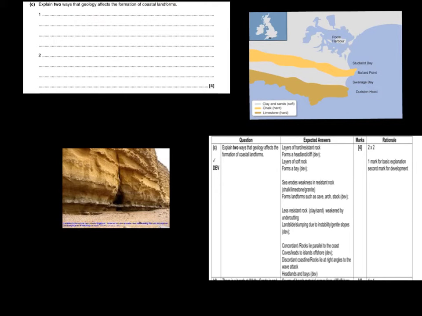So make sure for this one you've got 1 point, okay, such as hard rocks, slow to erode, form headlands, and then 1 point which is the development, okay, which is what does that hard rock form. Pretty tough one this. Once you unpick the question though, you should be fine. Have a go at it, and again, when you're comfortable you've got 4 marks, then go on to the next one.